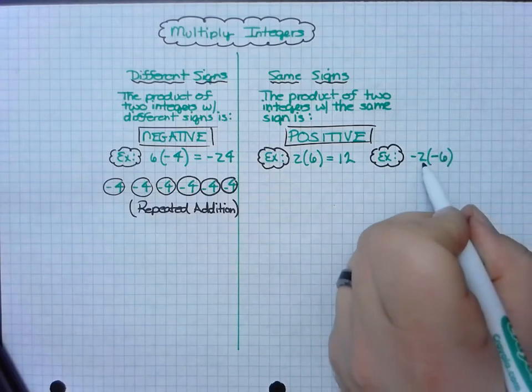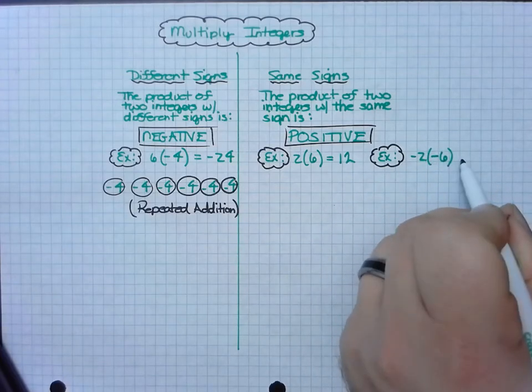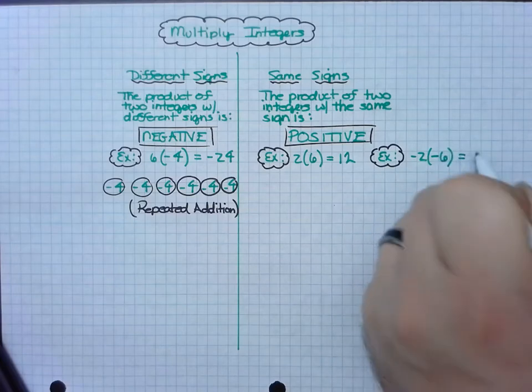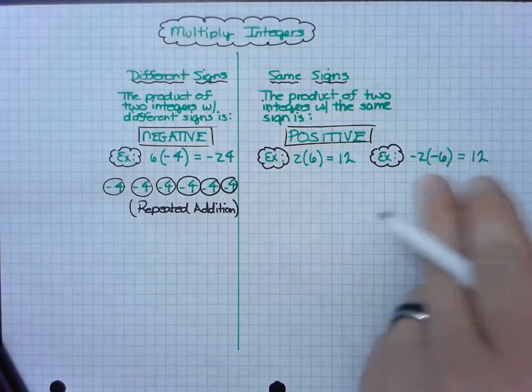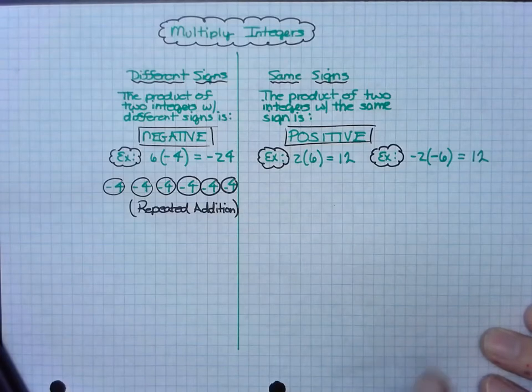Well, in a sense, this is really taking the opposite of the numbers, the integers, and gives us 12. So basically, the negative 2 is negating the negative 6 and resulting in a positive outcome.